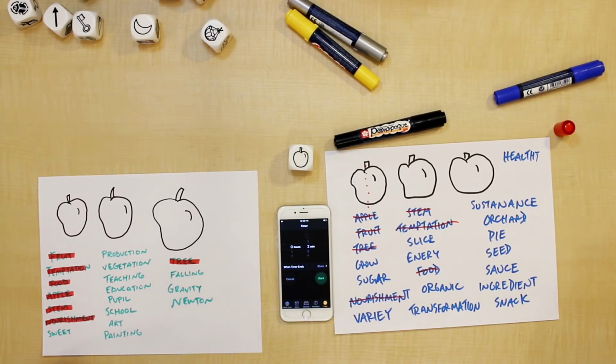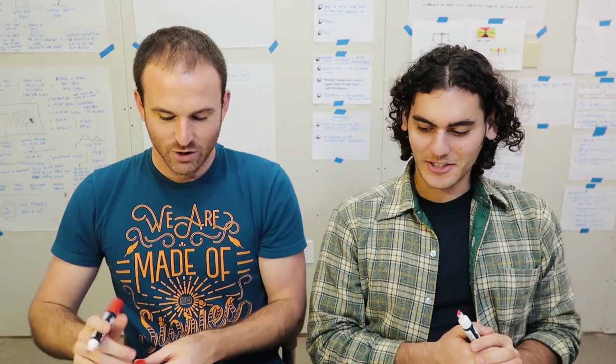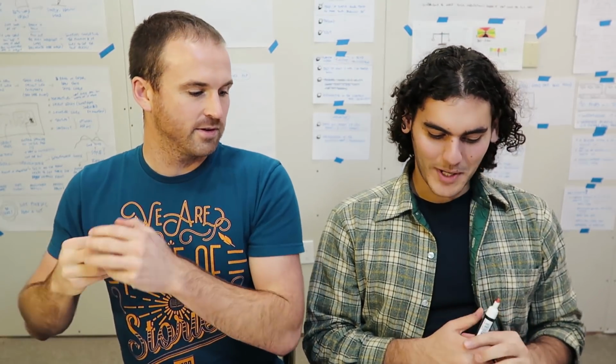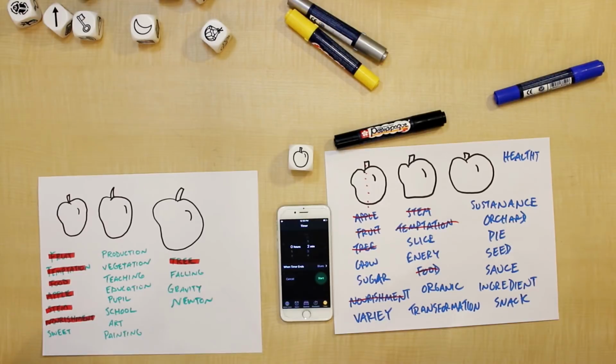Ingredient. Nope. Snack. No. Okay. Okay, this is gonna be close. List off your other ones. Sweet. Good. Production. Yeah. Vegetation. Good. Teaching. Yep. Education. Yep.